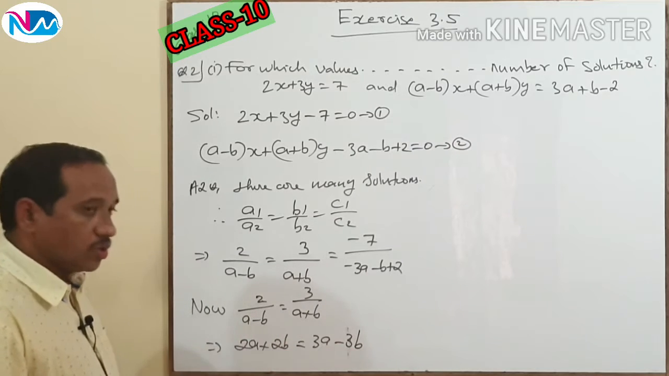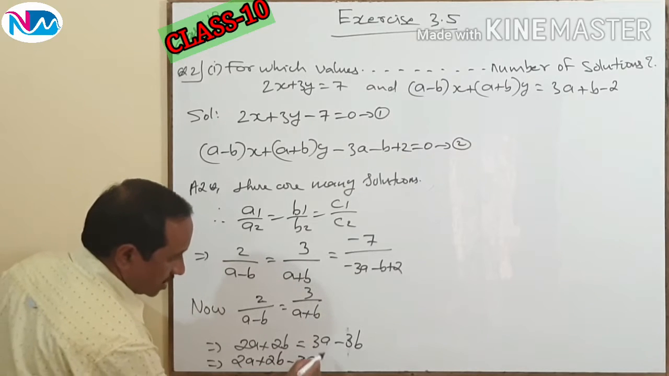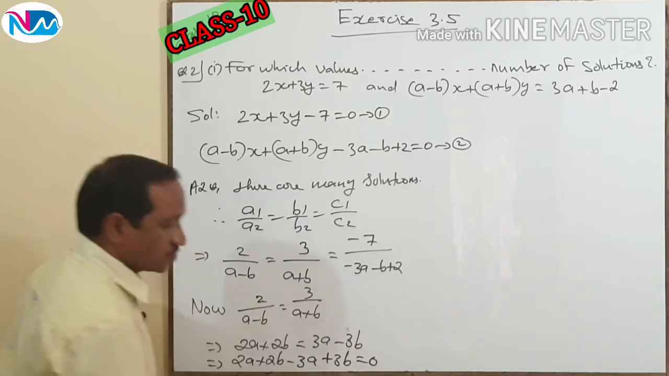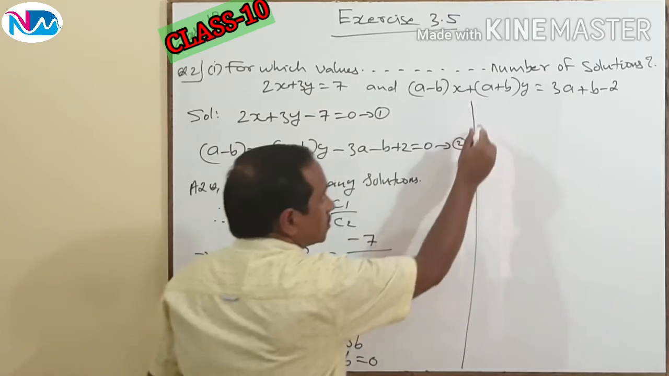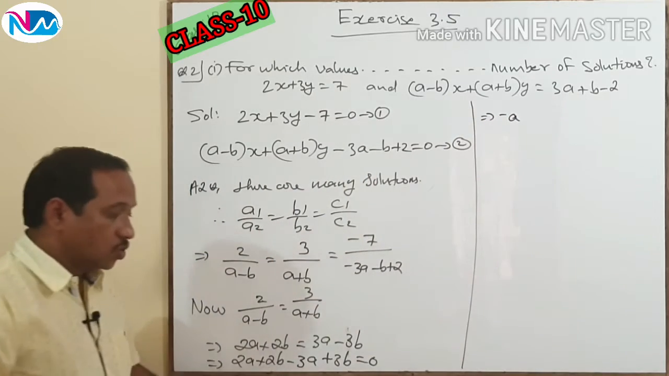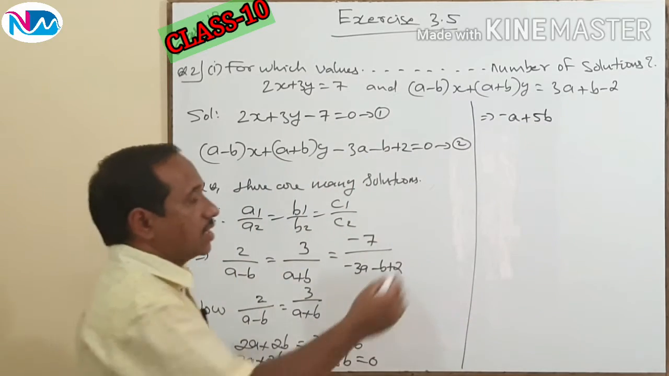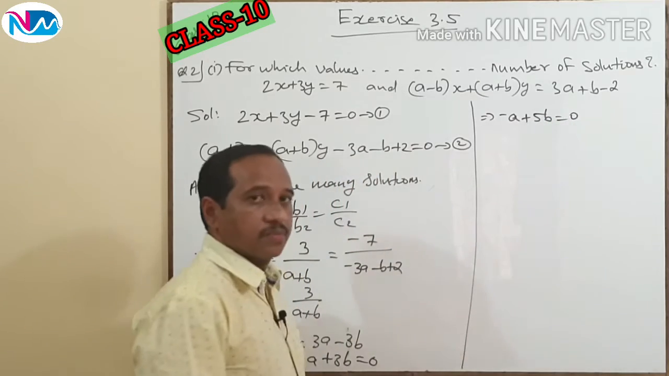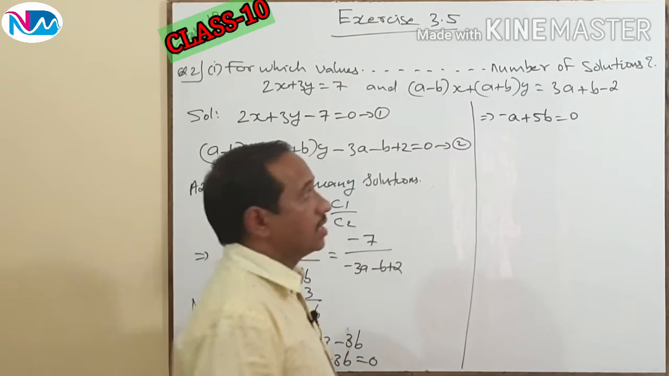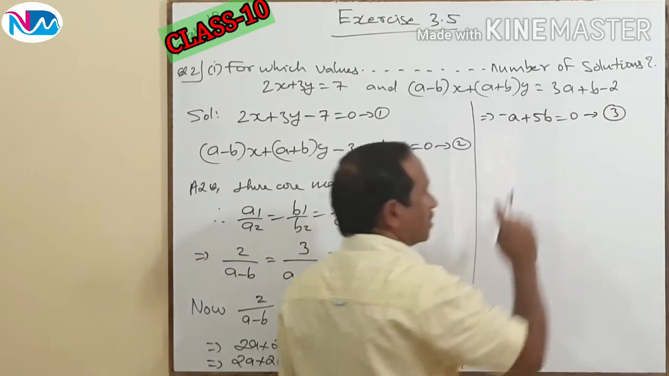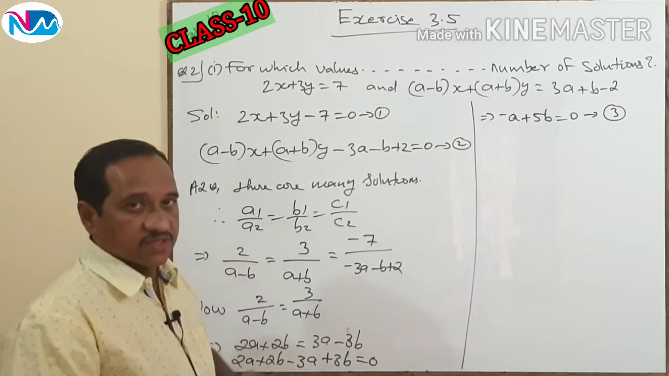Taking 3a minus 3b to LHS, we get 2a plus 2b minus 3a plus 3b is equal to 0. 2a minus 3a is minus a. 2b plus 3b is 5b. So we get minus a plus 5b is equal to 0. So here we are getting the first equation in variables a and b. I give this equation number 3 because equations 1 and 2 are already given.